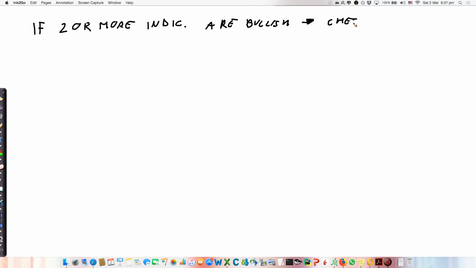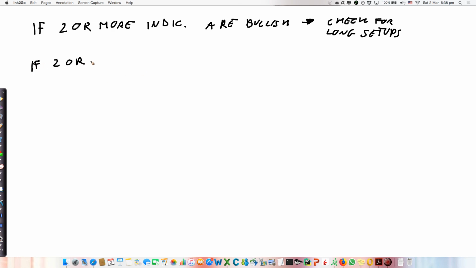We have 3 indicators, okay? So if 2 or more indicators are bullish, then I can check for long setups. So if the majority of the indicators are telling me that we have bullish momentum, then look for long setups.